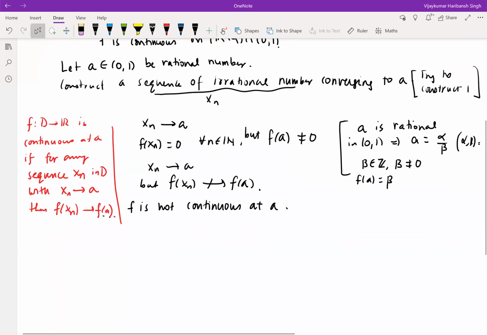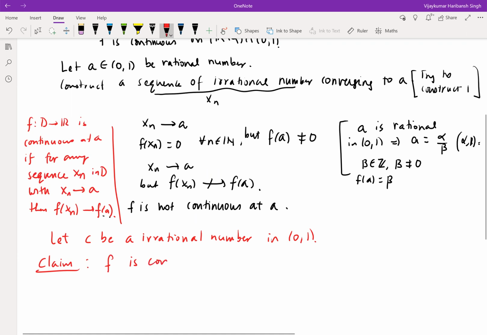Now the second part is to show that, let c be an irrational number in (0, 1). Claim: f is continuous at c. Okay, so let's prove this now.